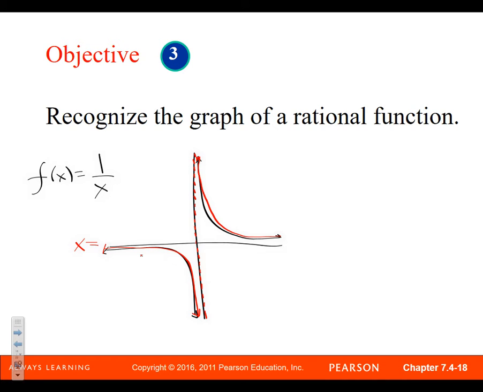So if I had an equation, I could take this function, f of x, and say, hey, now it's 1 divided by x plus 2.